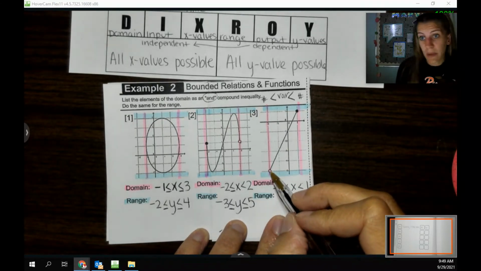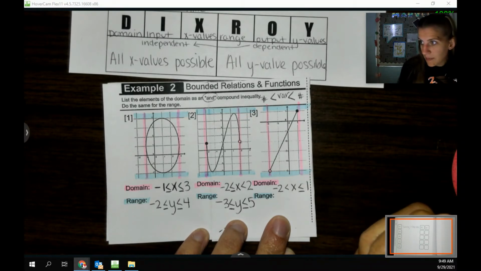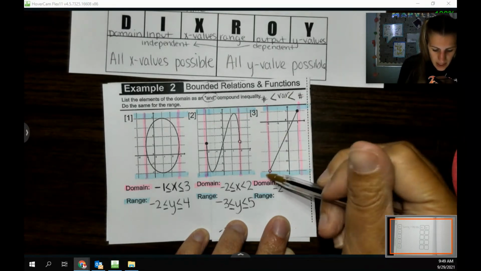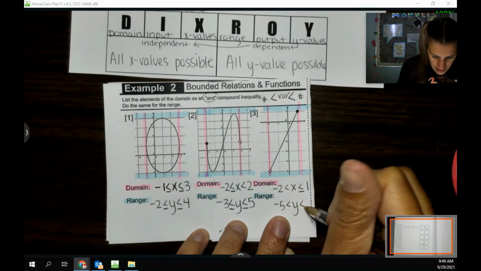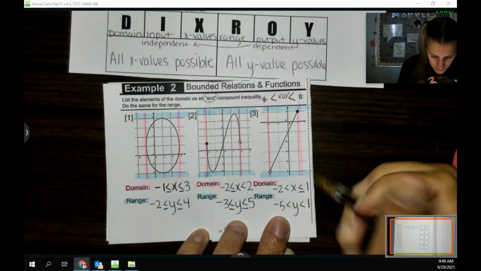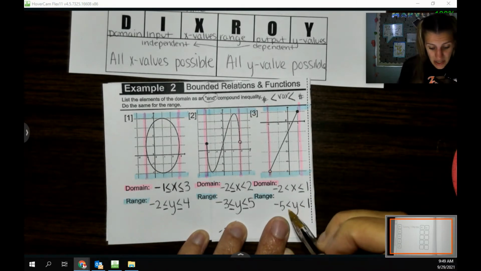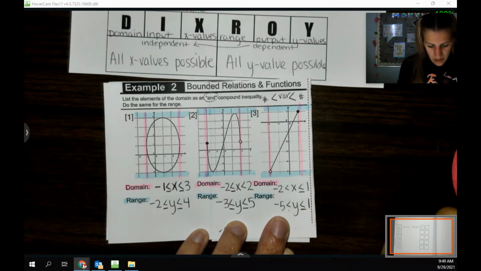At the -2, open circle, so not equal, but at the 1, it is equal. Range is going up and down, so we got as far down as -5, and then as high as 1. At the -5, that's that open circle again, so not equal, but up here it was the closed circle, so equal.